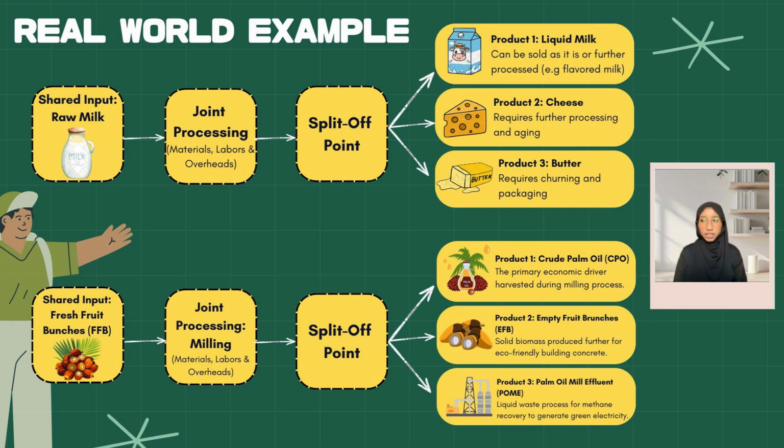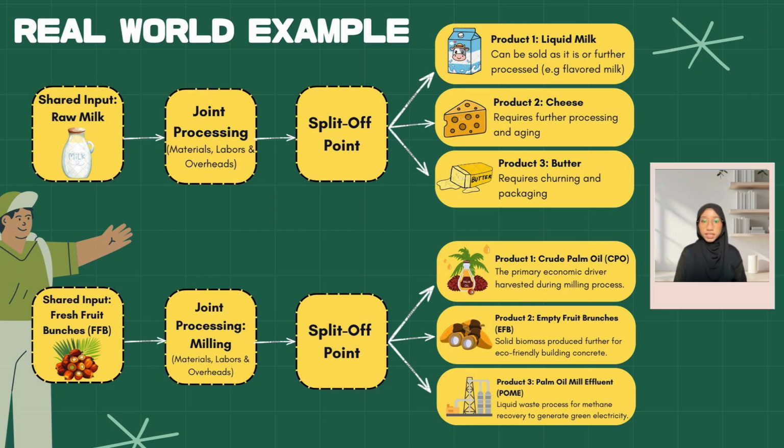Product 1 is liquid milk, which can be sold immediately as it is or processed further into flavored milk varieties. Product 2 is cheese, which requires further processing and aging. Product 3 is butter, which requires additional churning and packaging before sales.